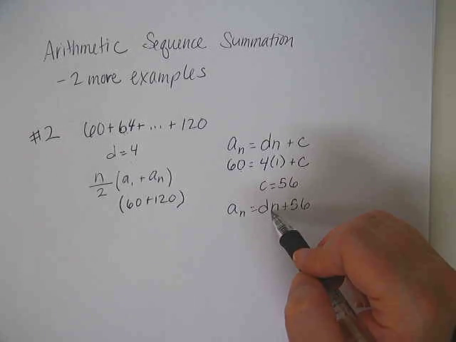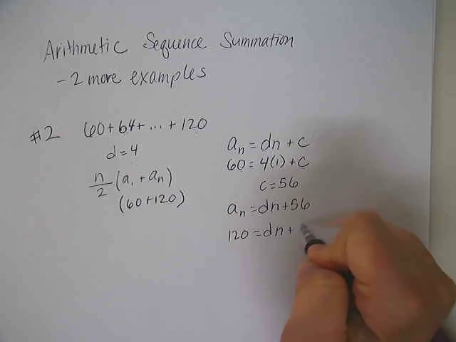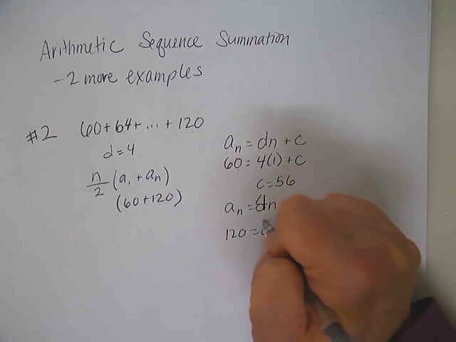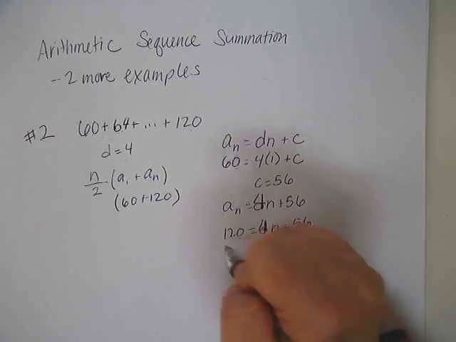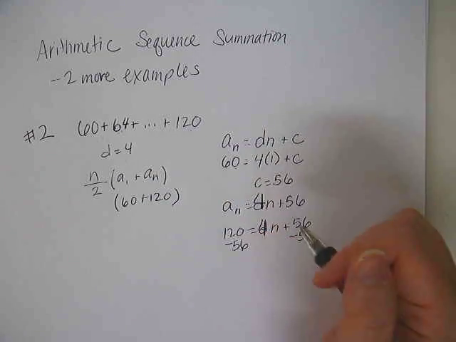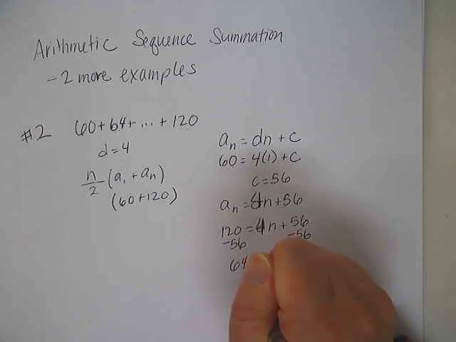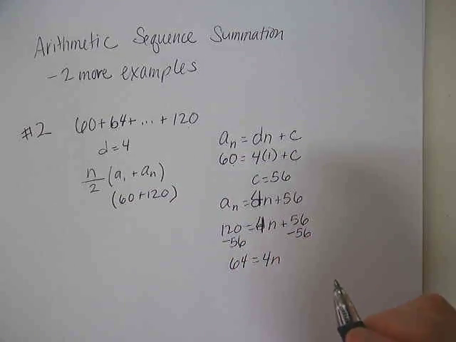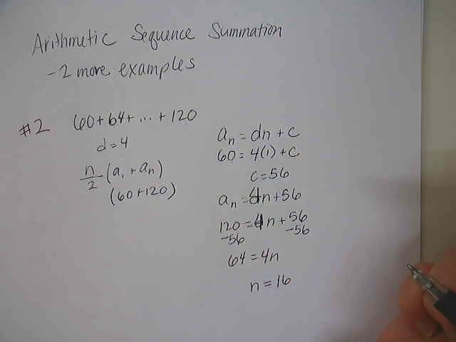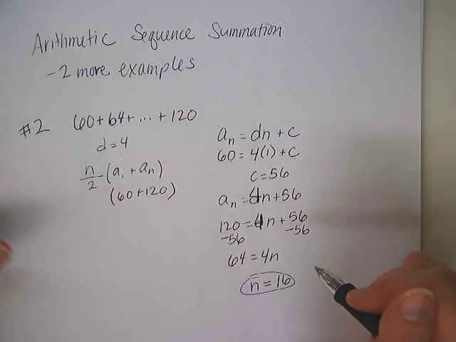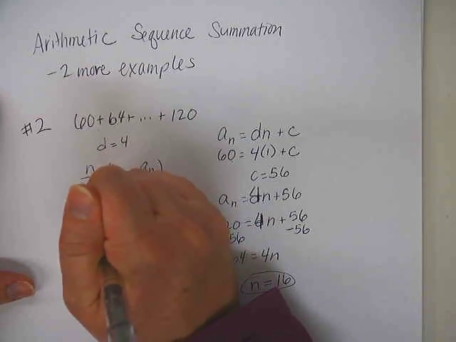So now if we want to find what n is, we plug in 120. Oh, and that should be a 4. And we solve for n this time instead. So I'm going to subtract 56. That gives me 64. And then divide both sides by 4, so n would equal 16. I believe that's right. So now we have the other number for our formula.